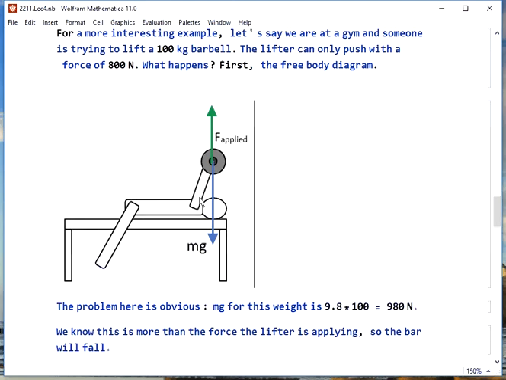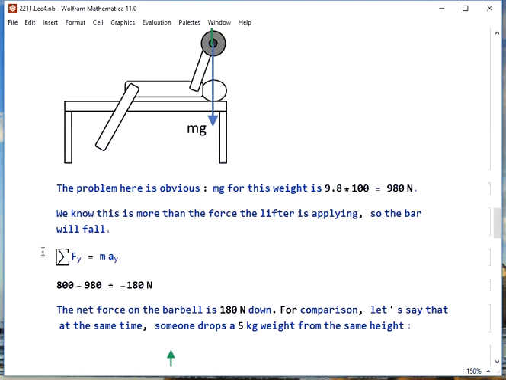So this is going to be a big problem for the lifter because mg is 9.8 meters per second squared times 100 kilograms, which is 980 newtons. This is more than 800 newtons, so this bar is going to fall. If we do the math here, we see that the net force on the barbell is 180 newtons down.